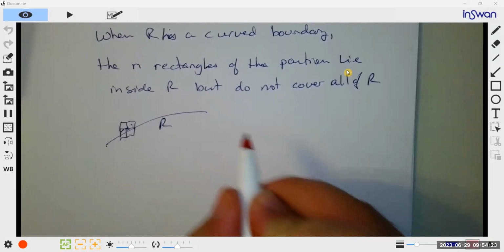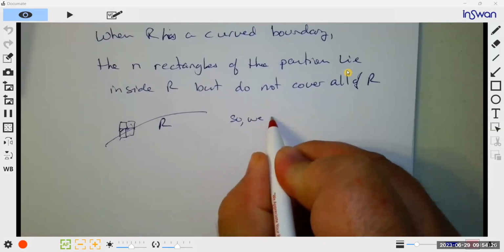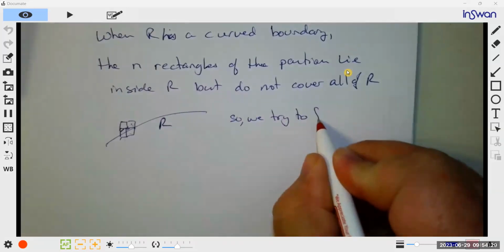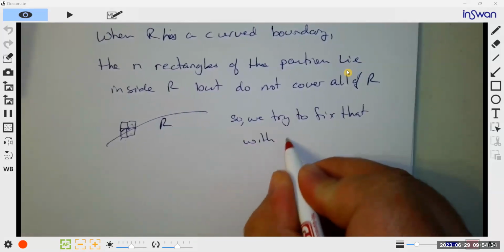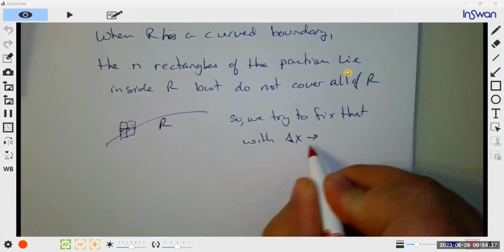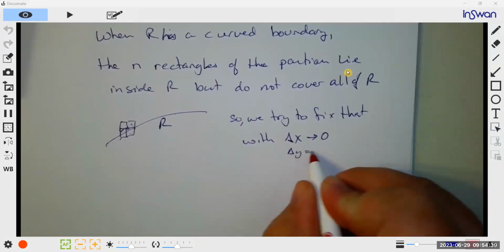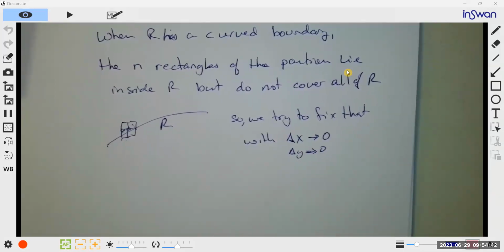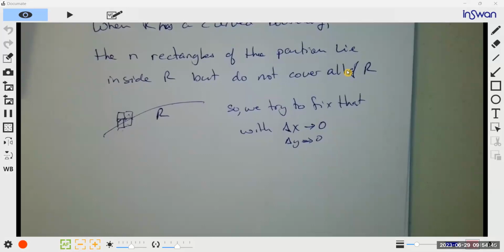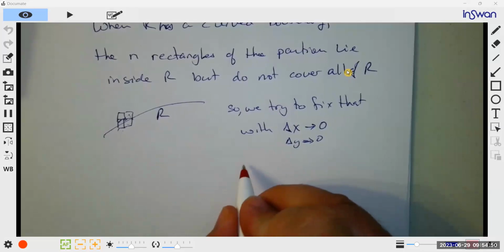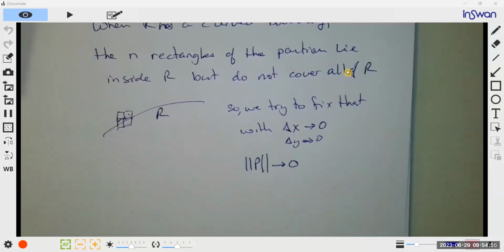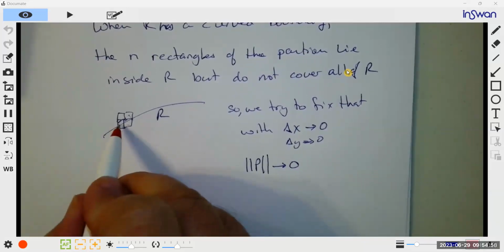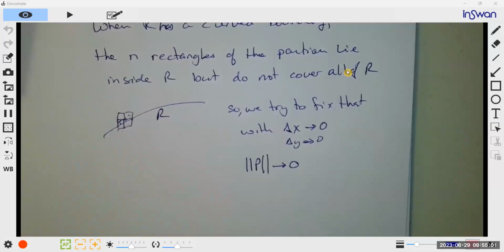So the one way we can fix that, we try to fix that with delta x getting infinitely small and delta y getting infinitely small. But even at that, the norms of the partitions as they go close to zero will never accurately capture the entire region R.